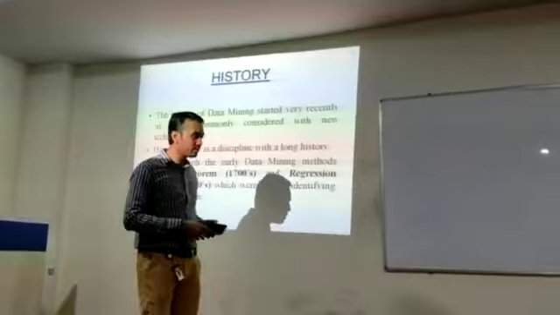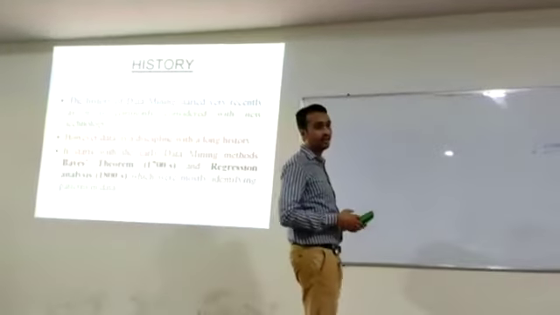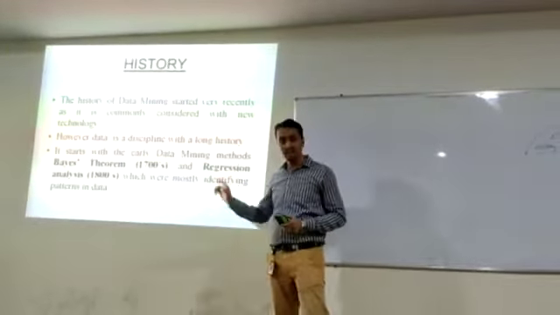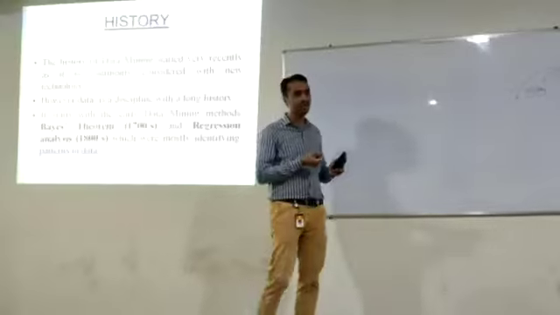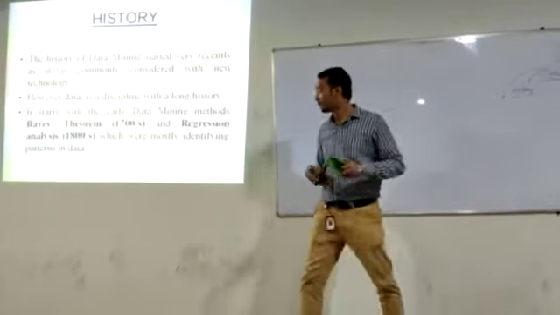In recent years, like in the 1700s or the 1800s, we had some algorithms, some techniques, for dealing with data. For example, earlier data mining methods like Bayes theorem or regression analysis made the data work in a statistical form. Statistical form in the sense that we were doing it manually, not with the help of any software or techniques.